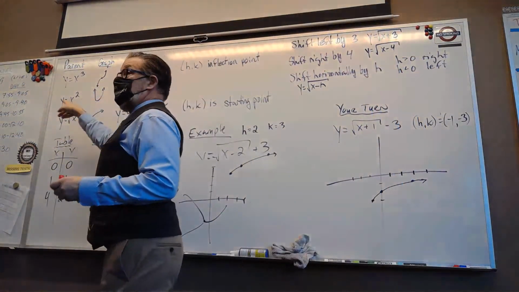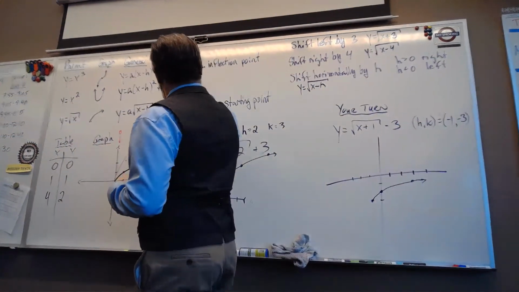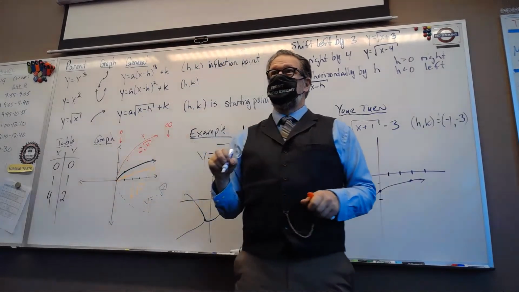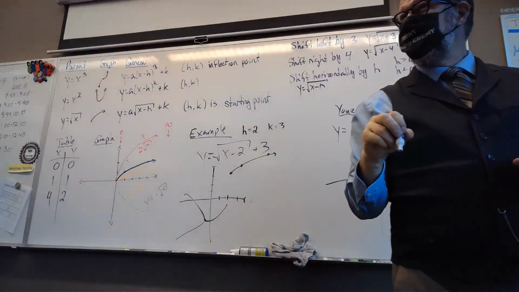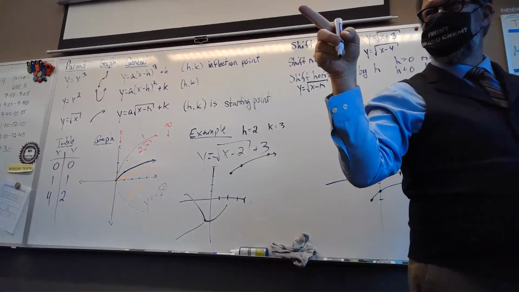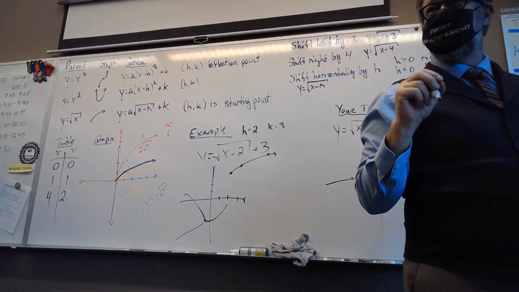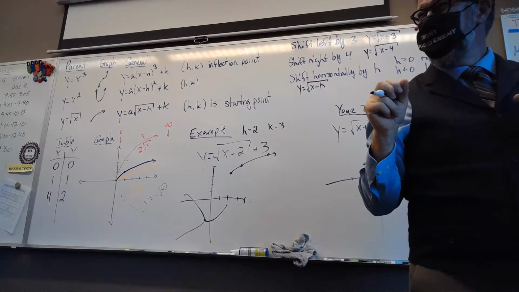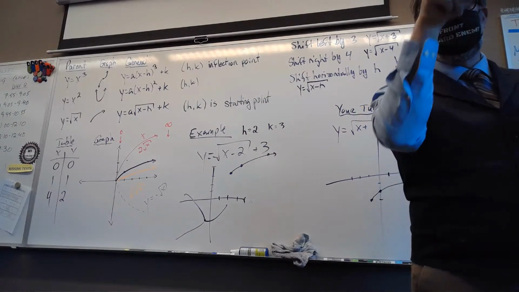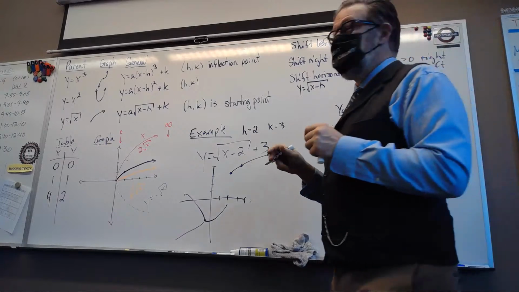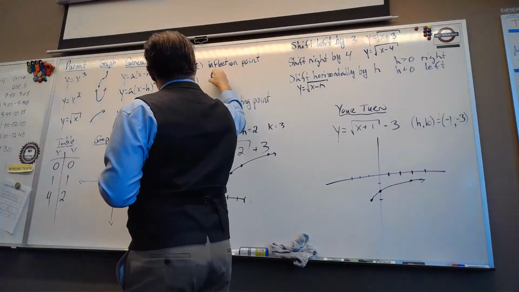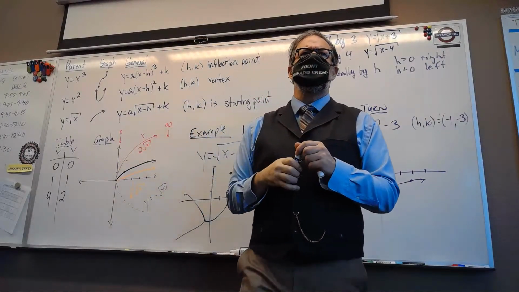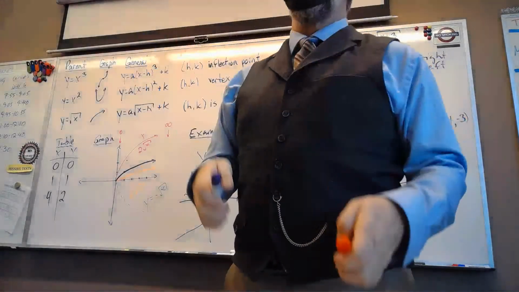How about the quadratic? The parabola? Anyone want to tell me what h comma k is? Brett? Vertex. For the parabola, it's the vertex. Defined as the lowest or highest point on a graph.